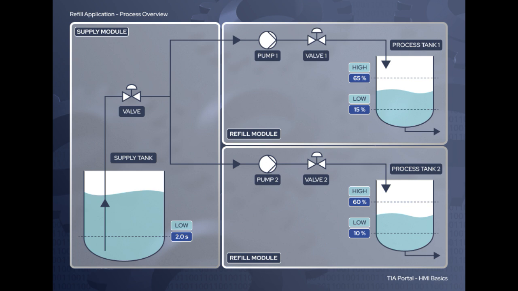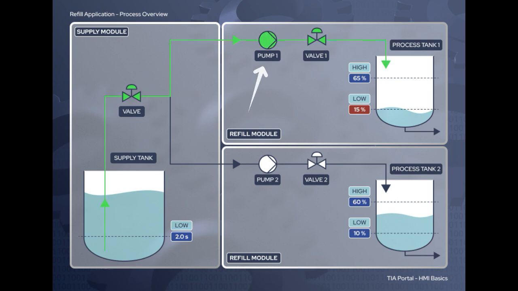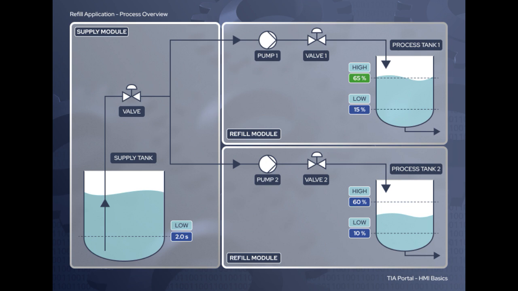So now that we had a closer look at our supply and refill modules, let's go through the steps of a refill sequence. Let's assume that the water level in our process tank 1 goes below the low level of 15%. Now when this happens, the refill module of process 1 sets a refill request. If there is enough water in the supply tank, then this refill request opens the valve of the supply tank. When that valve is in open position, the valve of the refill module opens and the pump starts pumping water from the supply tank to the process tank. When the water level in the process tank reaches the high level of 65%, the pump stops, the valves close, and the refill sequence is complete.